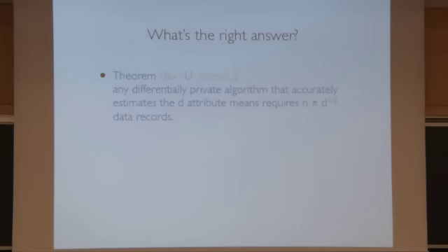All right, so this is a result from work with Mark Bun and Salil Vadhan, where we showed that any differentially private algorithm that can accurately estimate the d attribute means of a data set requires about square root of d records. All right, so this is the result. It shows that the simple approach where I add noise to each attribute mean is nearly optimal.